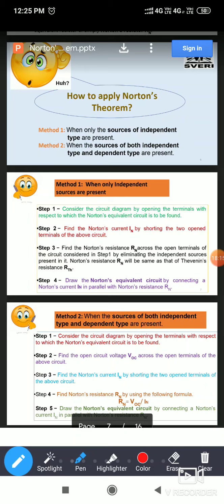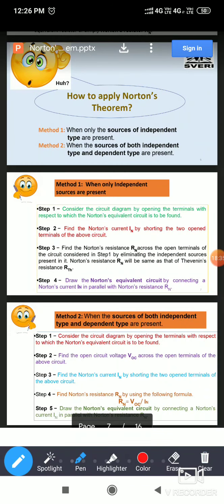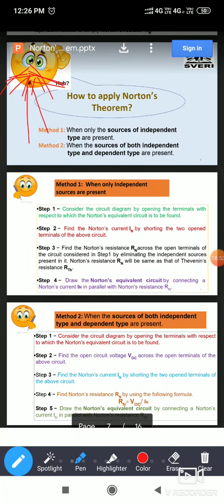So in that case you have to identify the type of network. In the first network type, when all sources are independent. Independent sources means the value is given, meaning 20 volt, 2 ampere, 3 ampere, 5 volt. If such values are given for a voltage source or current source, then they are called independent sources. So in the network, if all sources are independent, then you can apply the method one procedure.